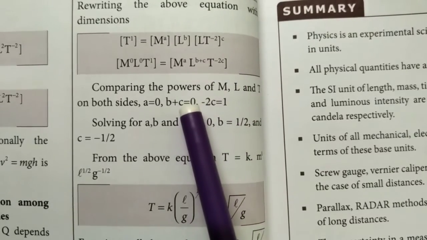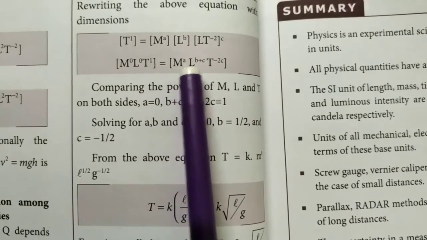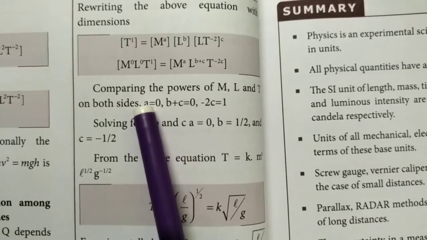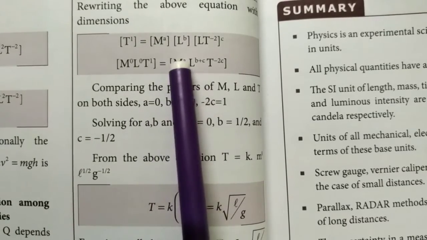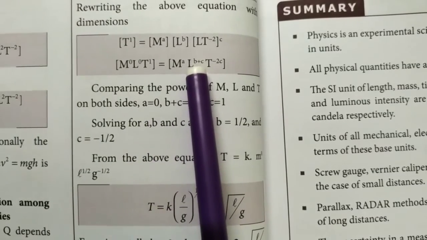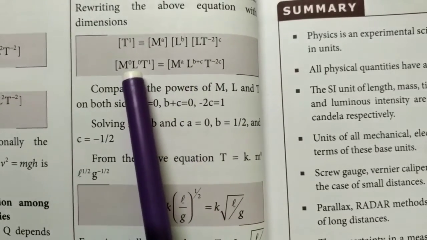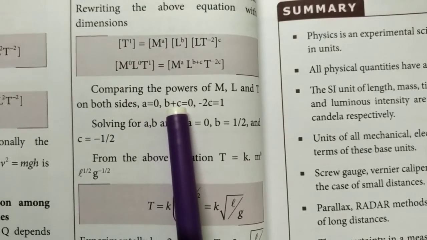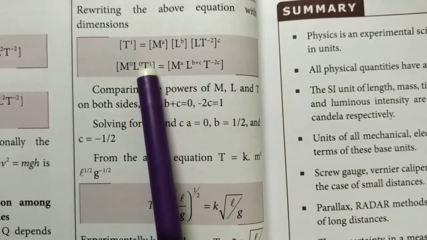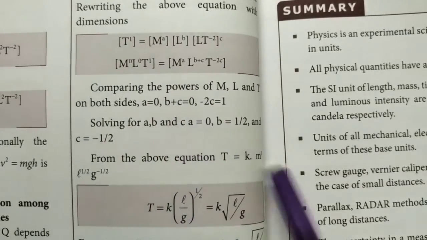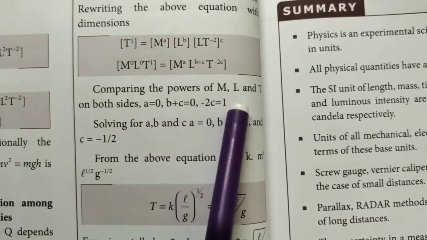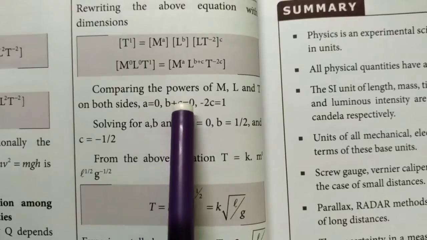Okay? So now we are going to compare the powers of M, L and T on both the sides. So when comparing we get A is equal to 0. In the power of M, here A is there, on this side 0 is there. So A is equal to 0. In the powers of L, here B plus C is there, here only 0 is there. So B plus C is equal to 0. In the powers of T, here minus 2C is there. So here 1 is there. So minus 2C is equal to 1. So if we solve these three equations we get A, B and C.